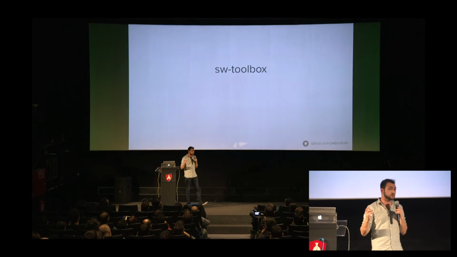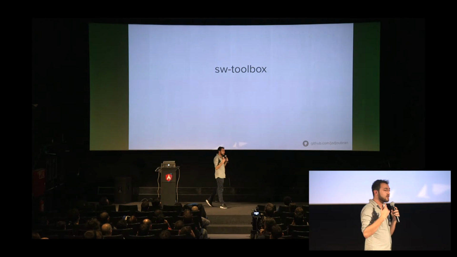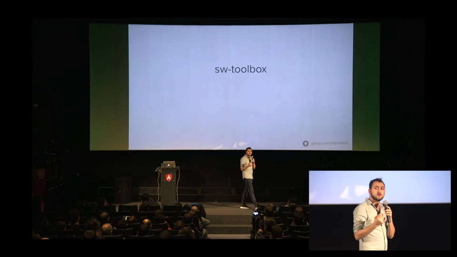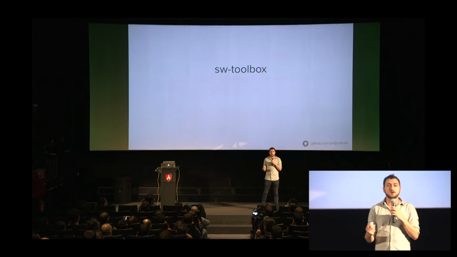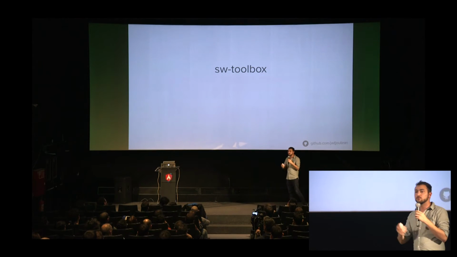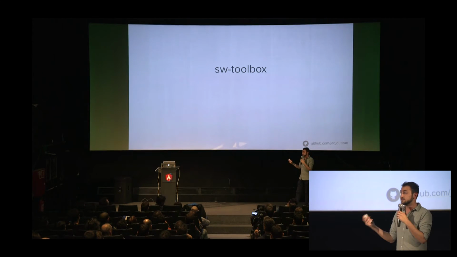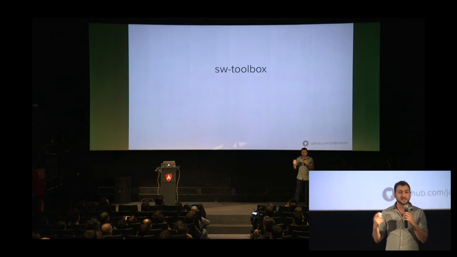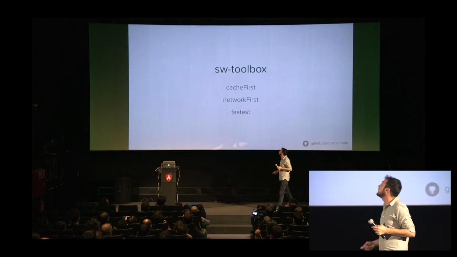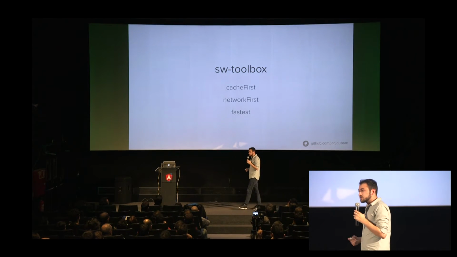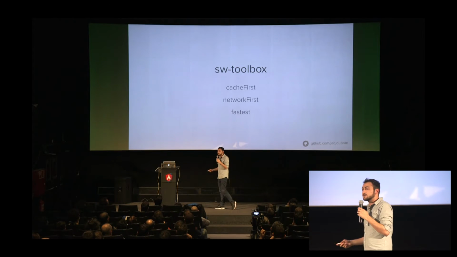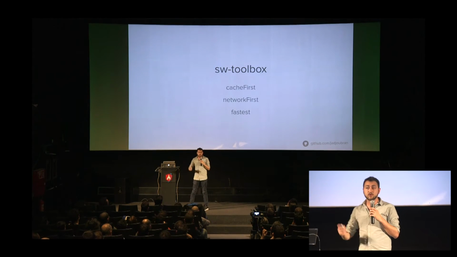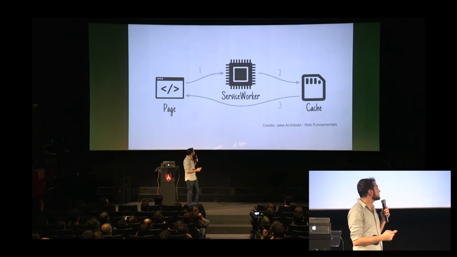And this is only half of the way. Because after rendering this application, the user needs to interact with it. And to interact with it, we need to be able to do dynamic caching. This is why we use another node module, which is SW Toolbox. SW Toolbox gives us multiple strategies, like fastest, cache first, and network first. I'm going to illustrate this in the next few slides.